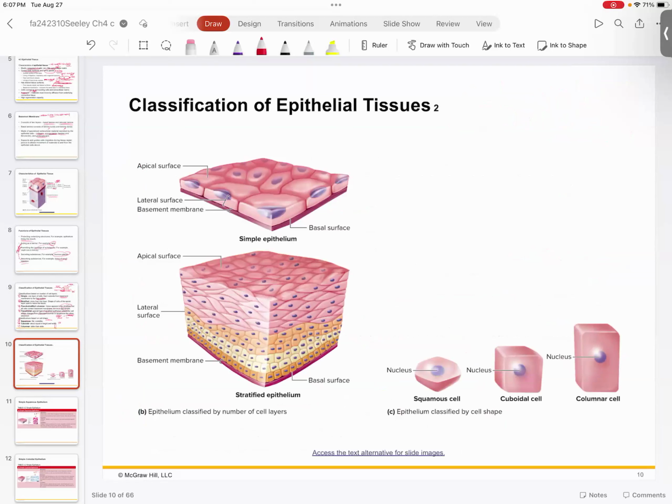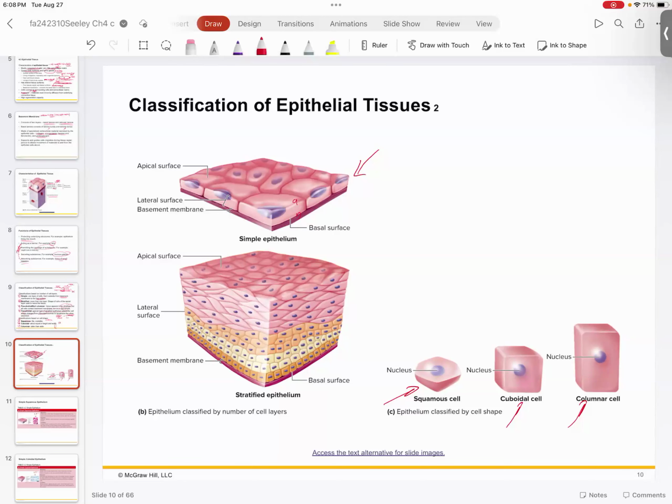And so you have these different shapes, flat, cube or column, and you have simple or stratified in nature. This is kind of what it looks like. Here's your flat squamous cell, your cuboid cell, and your columnar cell. Now we're going to take a look at the squamous tissue. This is an example of simple squamous tissue. You can see it's flat. These are flat cells that are basically one layer thick. You can see the apical layer here, the basal layer here. It's the same cell, so this basically makes it one cell layer thick. So this is simple squamous.